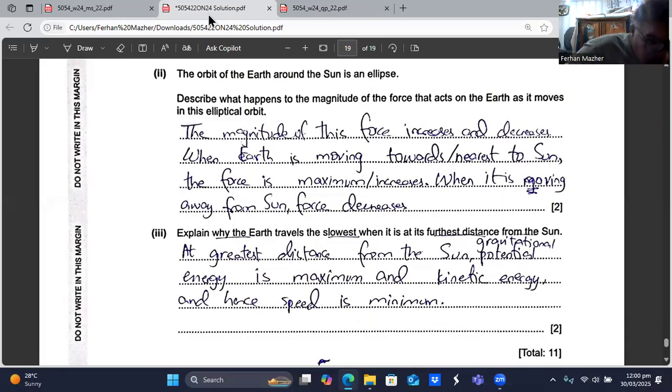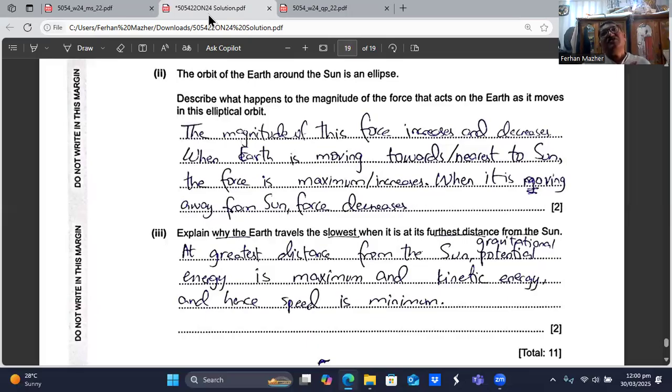So what will happen? When you are near the sun, that force will be larger, obviously. And when you are away from the sun, relatively your distance from the sun is more in your orbit, so that force will decrease. The magnitude of this force increases and decreases. When the Earth is nearest to the sun, the force is maximum. When it is going away from the sun, the force decreases. So it depends upon the distance of the Earth from the sun because the orbit is elliptical.